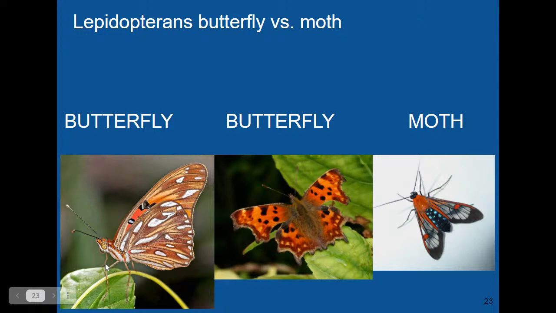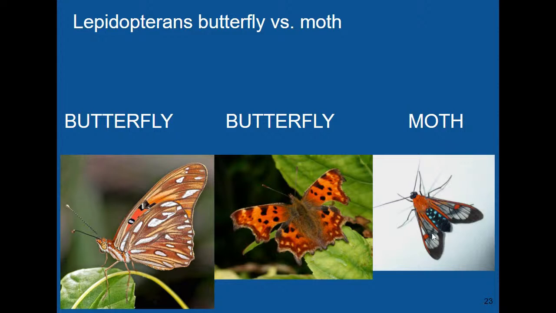Okay, wings folded over the back, clubbed antennae, butterfly. They do open and close the wings, but in a resting position, the wings will be closed. But it's clubbed antennae, a little slimmer. It's a butterfly.